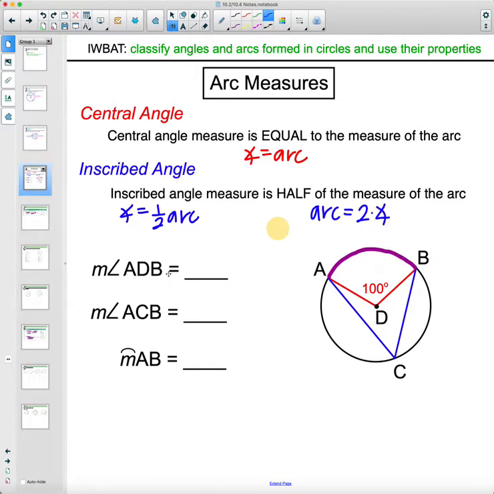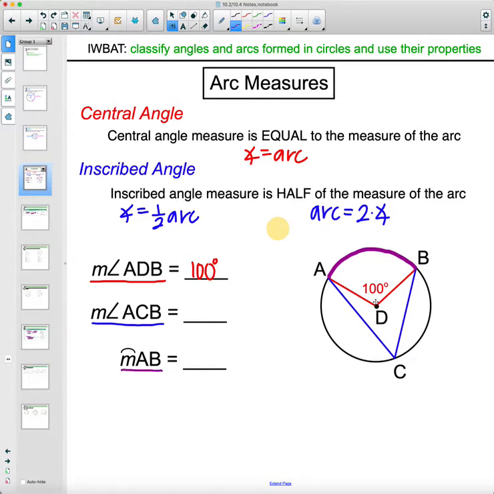So when we're taking a look here at the measure of angle ADB, ADB is this red angle. You'll see that that's labeled as 100 degrees, and that's a central angle since D is the vertex and the center. Then we have the measure of angle ACB, this blue angle, and then the measure of arc AB. So let me jump to arc AB first.